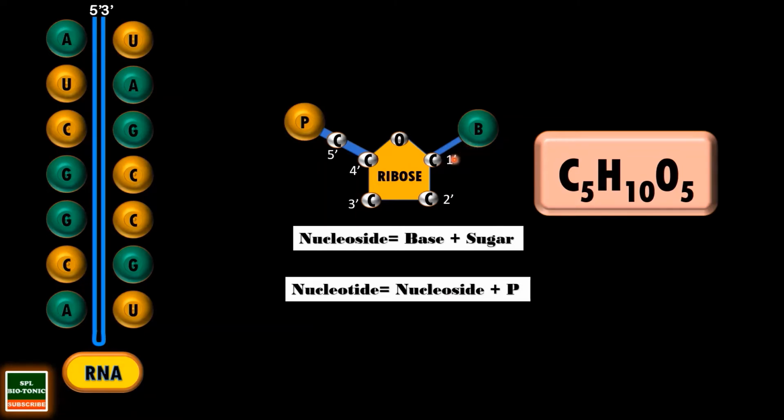So base, sugar and phosphate together are called a nucleotide. Now this nucleotide is in turn made up of nucleoside plus phosphate. If you look at the structure of the nucleotide properly, this entire structure is called a nucleotide, out of which base plus sugar is called a nucleoside, and when you attach phosphate to that group, it is called a nucleotide. So base plus sugar is a nucleoside and nucleoside plus phosphate is called a nucleotide. So you must know the meaning of nucleoside and nucleotide, and RNA is a polymer of ribonucleotides.